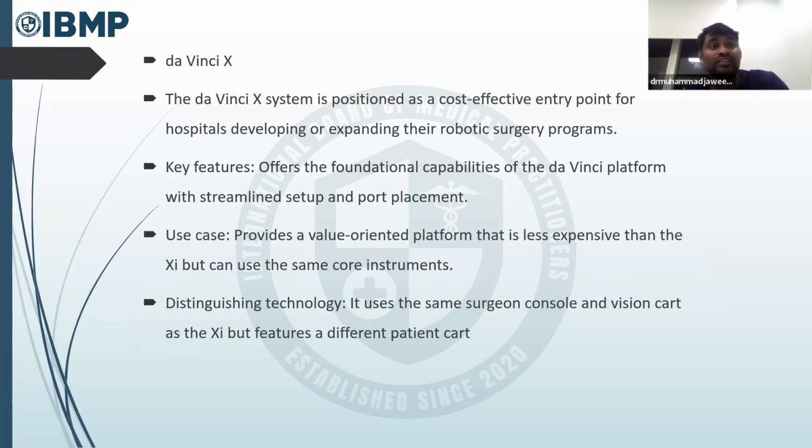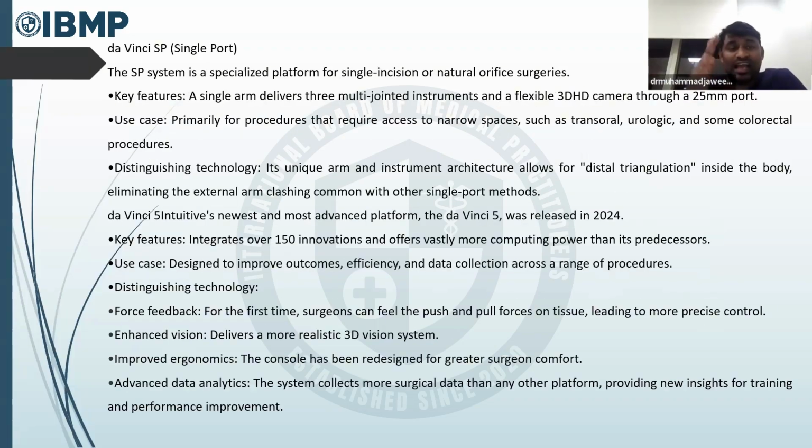Now coming to the next point, Da Vinci single port. As the days progress, now what we are coming to, single port, it contains the camera and working ports. A single port consists of the camera and working ports. So no other ports. In single port only you can operate. This is called Da Vinci SP, single port. The single port system is a specialized platform for single incision and natural orifice surgeries. Only a single arm is utilized.